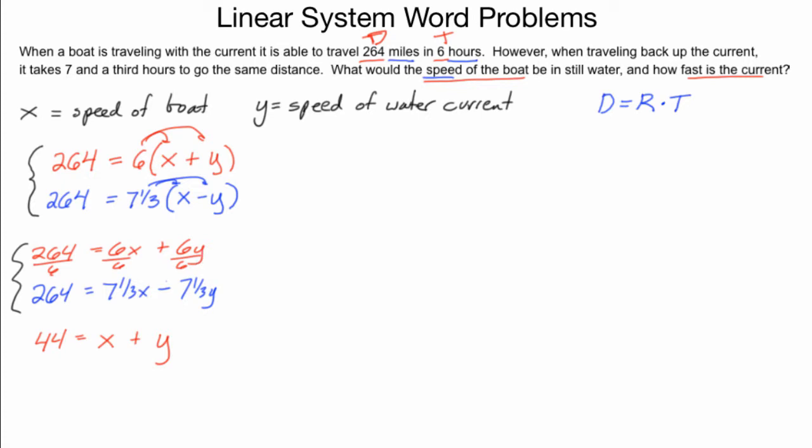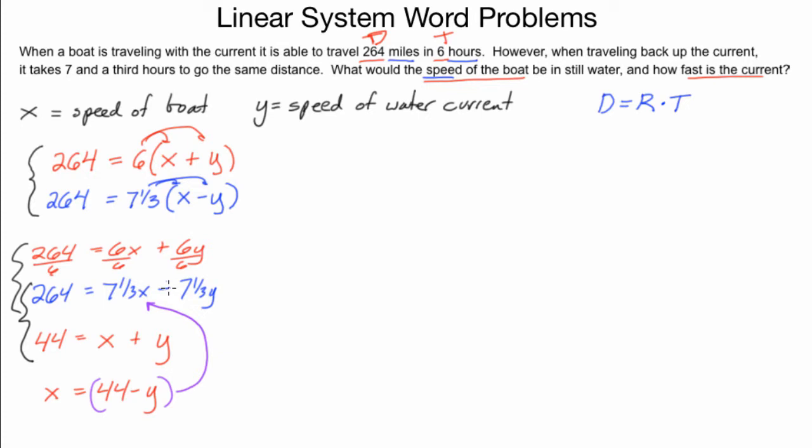Well, now my new system, I still have the bottom equation, the equation in blue, but my red equation is now a little bit simpler, and it's now really easy to get a variable by itself. If I take that x by itself, I can get x equals 44 minus y. And guess what? I'm going to use substitution. I'm going to substitute 44 minus y in place for x into this problem right there.